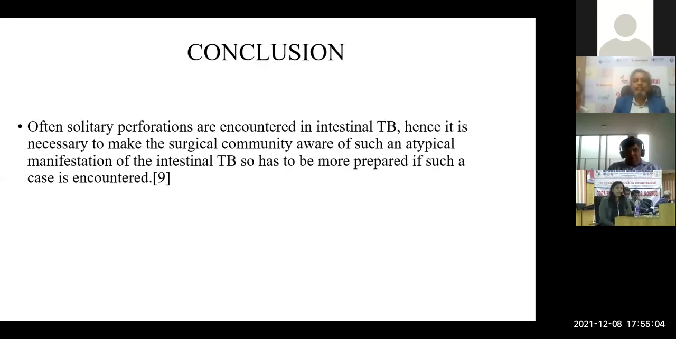Coming to the conclusion, multiple perforations are rarely encountered in intestinal TB. Hence, it is necessary to make the surgical community aware of such an atypical manifestation of intestinal TB so as to be more prepared if such a case is encountered. These are my references. Thank you.